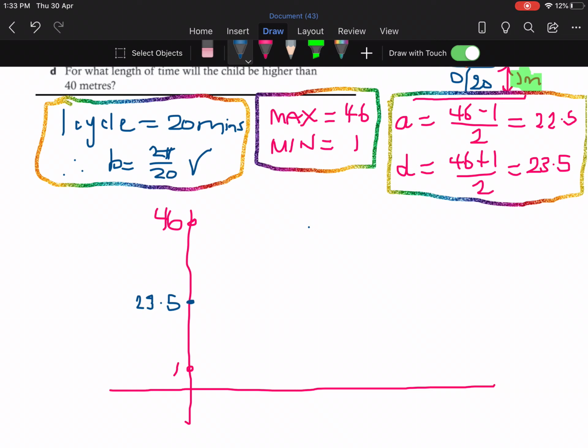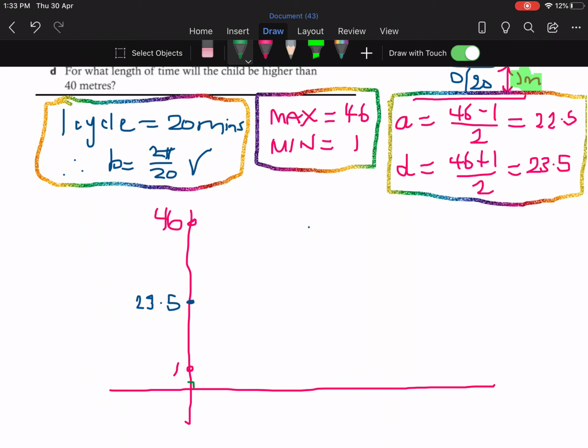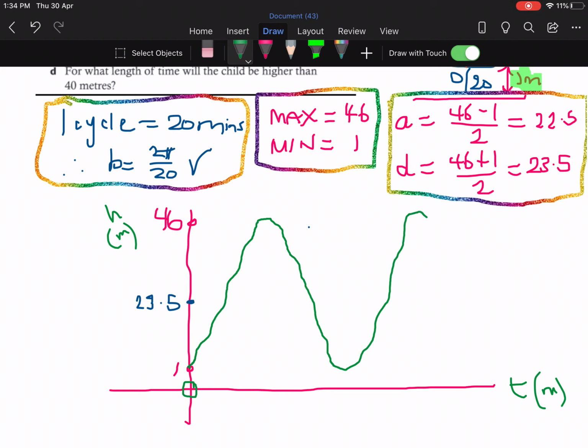Because that's the middle point of the numbers, which is also the vertical shift. So if I was to draw this, think about what actually happens: the Ferris wheel starts at 0 minutes. Remember, this is time, and this is the height in meters, and this is the time in minutes. So it starts at 1 meter, and then it goes all the way up to the maximum, then it comes all the way back down, and it goes all the way back up, and so on. Now I didn't really need to continue that because I just want one cycle.